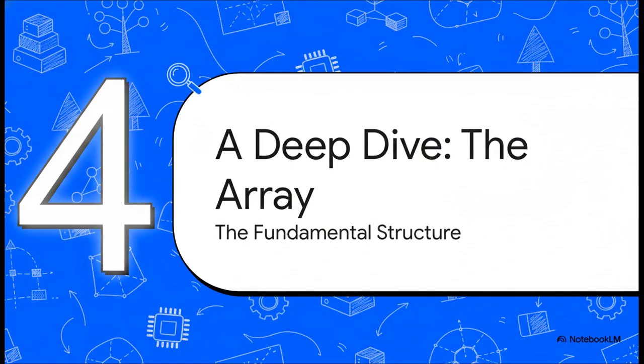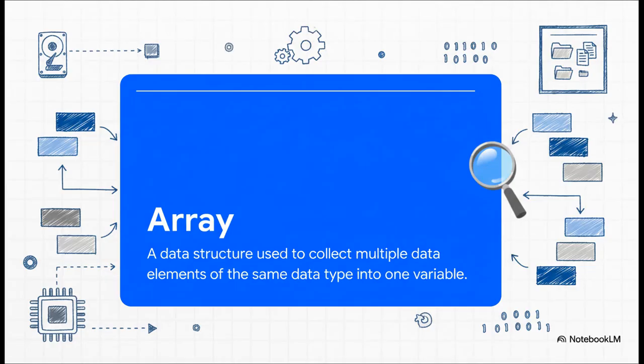Okay, to make all this feel a little less abstract, let's zoom in on probably the most fundamental data structure of all, the array. It's the perfect place to start because once you know what an array is, you'll start seeing it absolutely everywhere in programming. So what exactly is an array? At its heart, it's just a collection of items that are all the same type, like a list of numbers or a list of people's names, all stored together under one name.